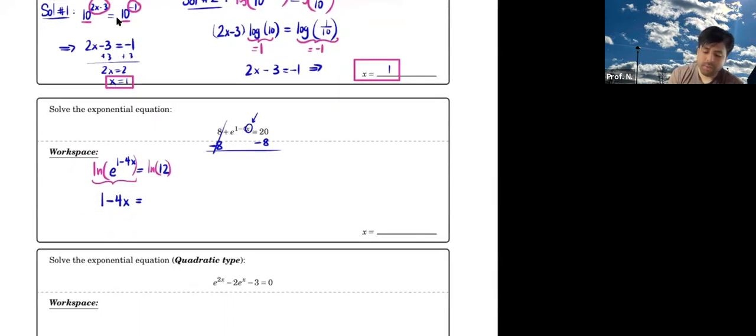Now, ln of 12 is a number, but for now, I'm not going to evaluate it. I'm just going to keep it this way. And I'm just going to solve for x. So I want to get x by itself, so I have to subtract 1 on both sides. And I get negative 4x equals ln of 12 minus 1.